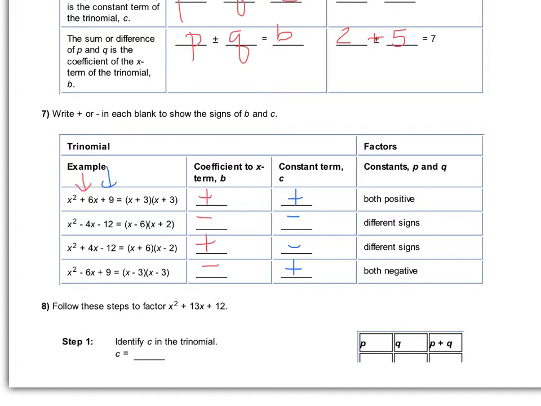And there are rules of how these signs work. If C is positive, what you need to know is that your factors are going to be the same. They're either both positive or both negative, depending on your middle sign. If C is negative, like these two, then your factors, what's in your parentheses, are going to be different signs.